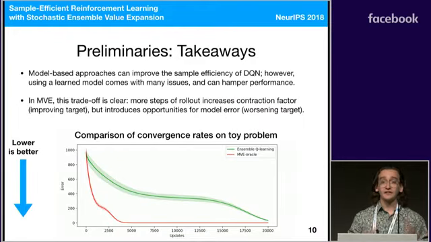So hopefully that gives everyone a good sense of the factors at play here. Model-based approaches can improve the sample efficiency of DQN, but using a learned model comes with many issues and can hamper performance. In model value expansion, this trade-off is clear. More steps of rollout increases the contraction factor, but introduces opportunities for model error.